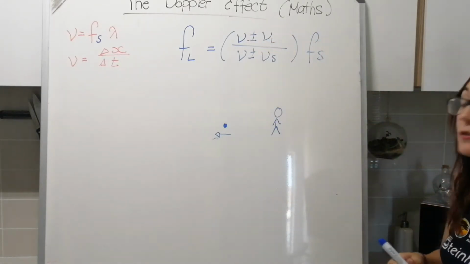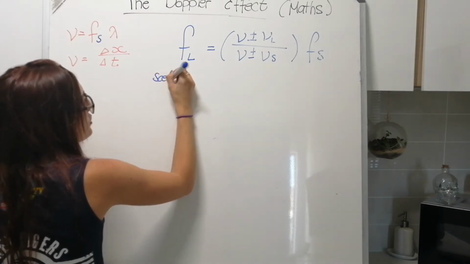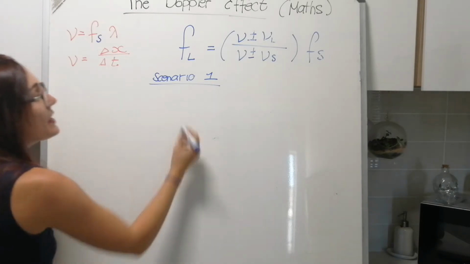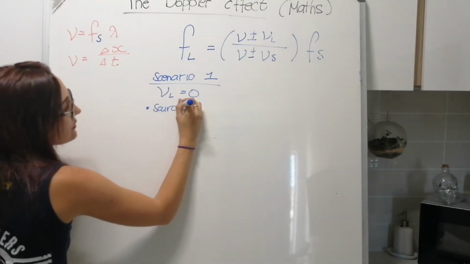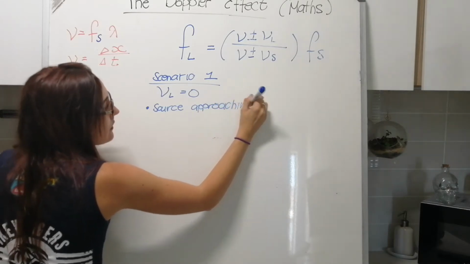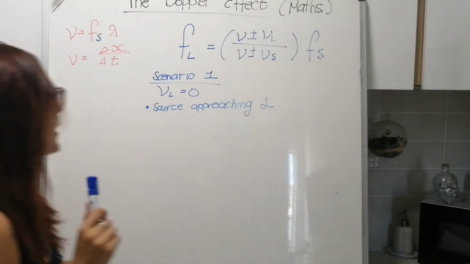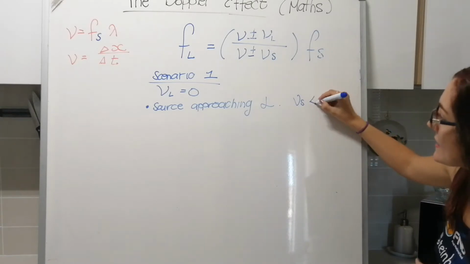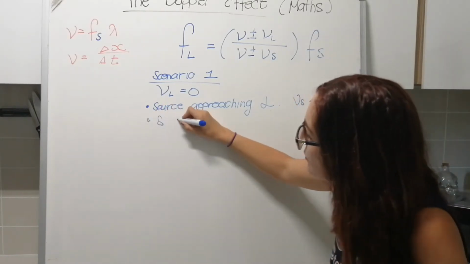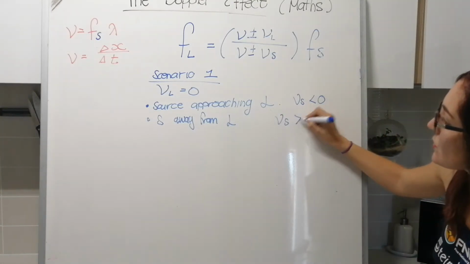You can think it through logically like that every time, or you can just learn off by heart that in scenario 1, remember that's when your source is moving, then the velocity of your listener is 0, always. And now if your source is approaching the listener, then you're going to make it negative. If the source approaches the listener, then the velocity of the source is negative. Let's just say it's less than 0. But if the source is moving away from the listener, so this is the example I explained earlier, then the velocity of the source is greater than 0.